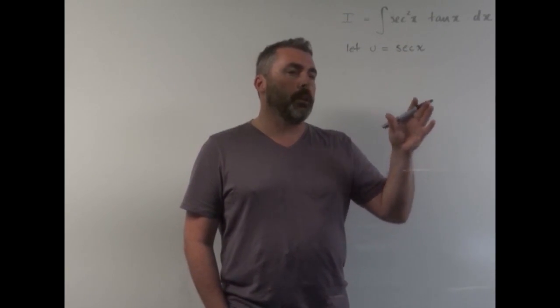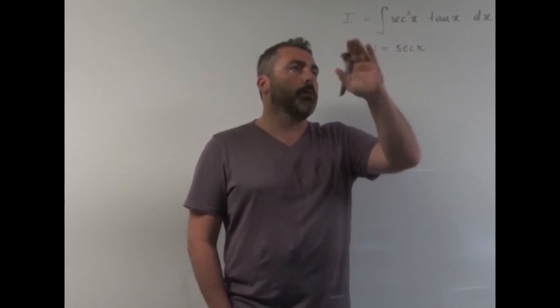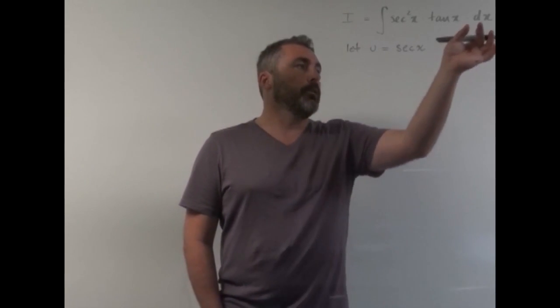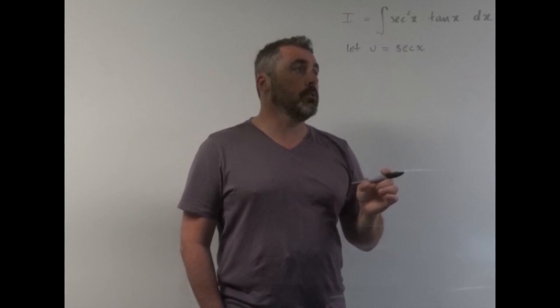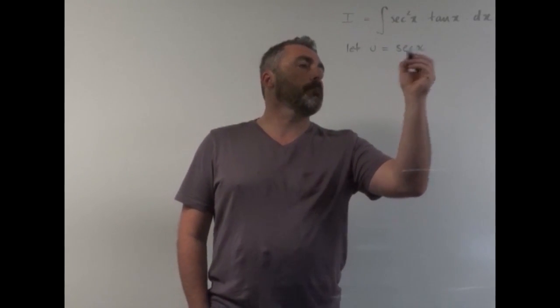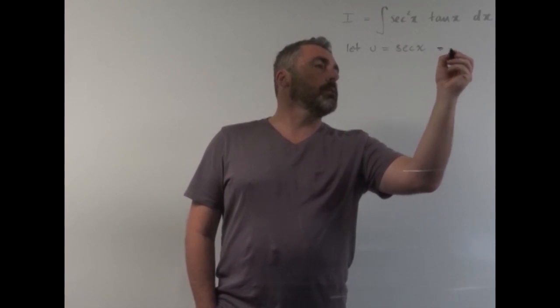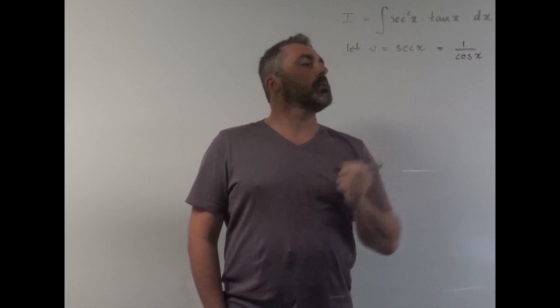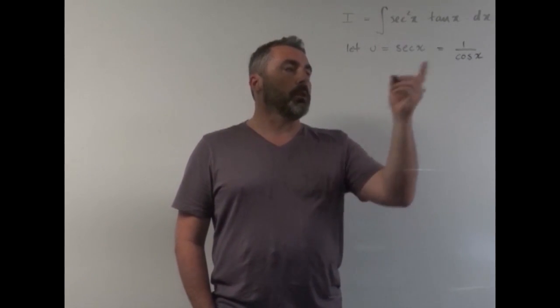All right, so I'm making a substitution. When we make a substitution, we need to change all the terms into that new variable. So u is sec x. Everything in our integral now needs to be in terms of u, and that includes the dx. There now needs to be a du, and so we get that by differentiating sec x. Now sec x is of course 1 on cos x.